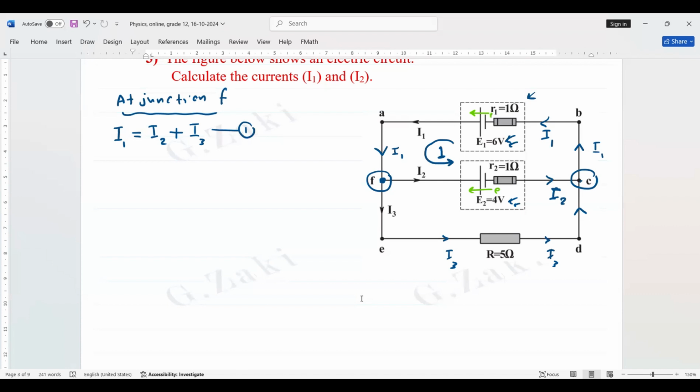Then we write loop 1. We start from a corner like B and follow the direction of the loop. If the current is in the same direction as the loop, it's negative. So the resistor is 1 and the current is I1, so it's negative 1 I1. Now, electron flow is in the same direction as loop 1, so it is plus 6. And now down here, the direction of the loop is opposite to the direction of electron flow, so it's negative 4.